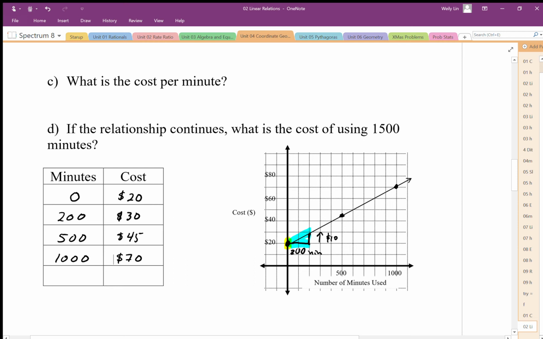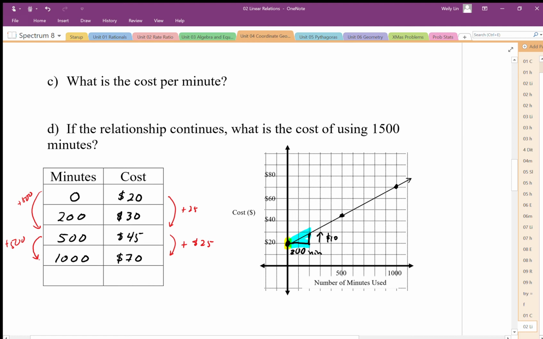But what we can do is this. We can say that we know it's going up 500 minutes here, and it went up $25. That's consistent because we see that here as well. Plus $25 for plus 500 minutes. This is actually a constant ratio, a consistent ratio, 500 to 25. So this is where our proportion is going to show up now. It's going to show up on the outside of the table.